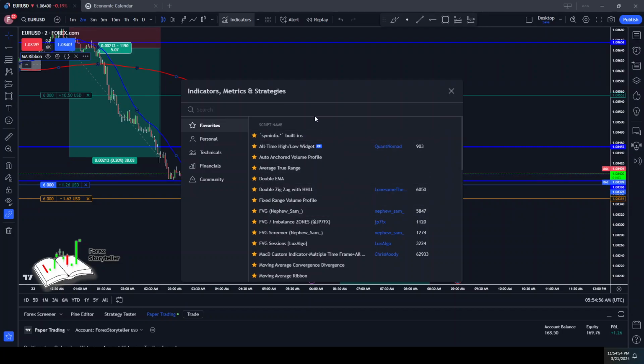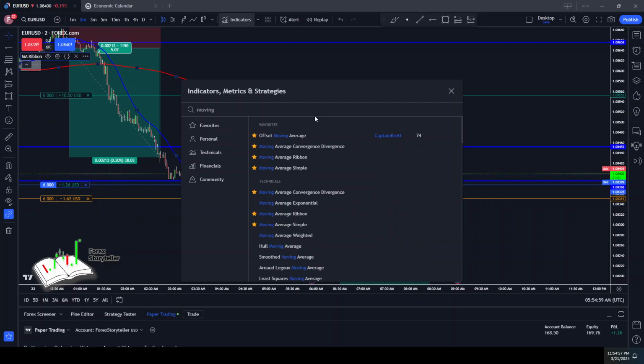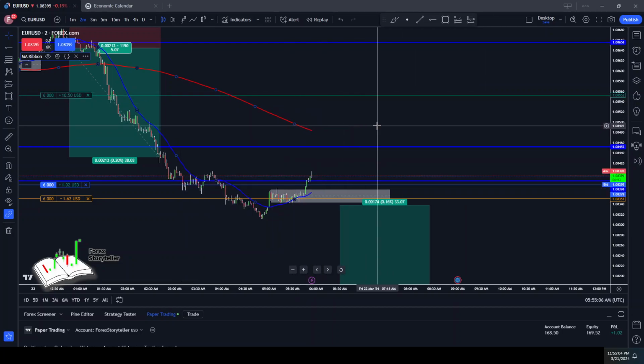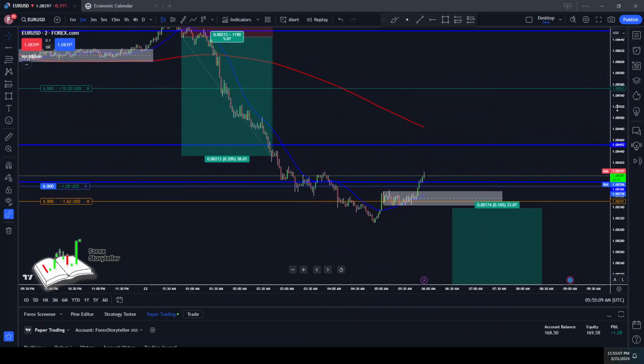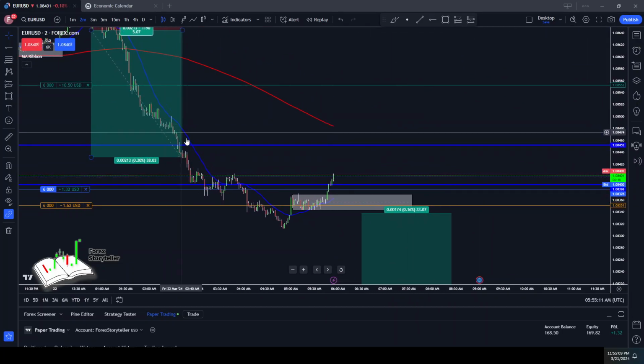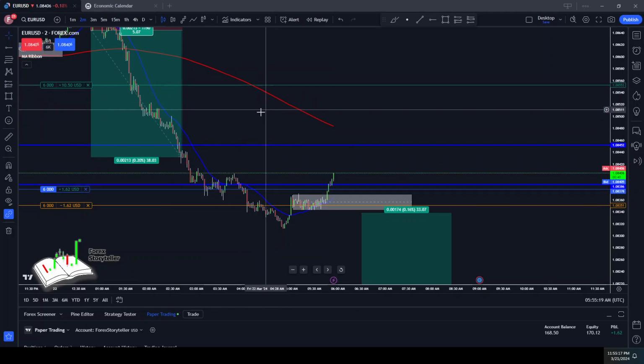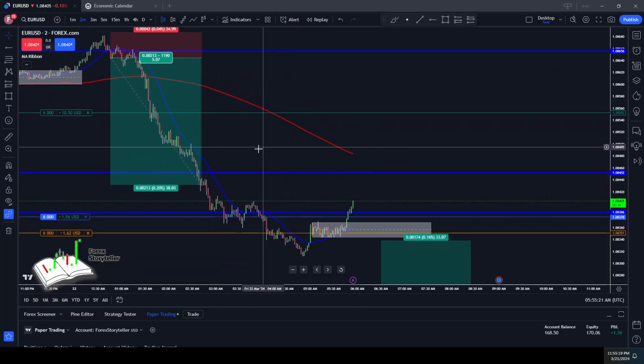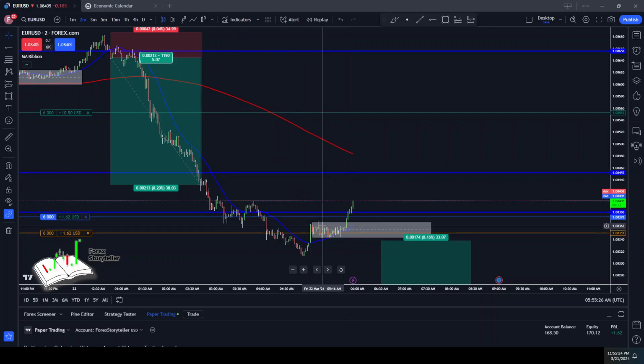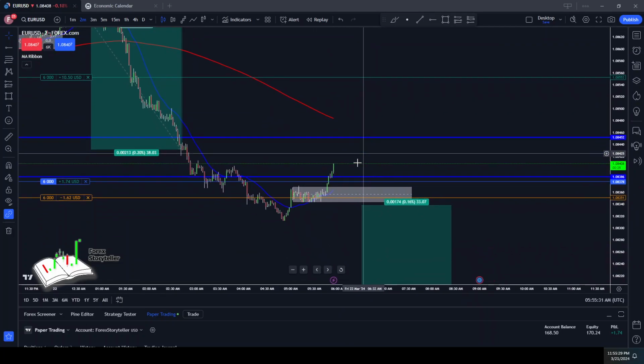Just type in moving average, and look for the moving average ribbon, and that's going to give you 4 moving averages. We just need to select 2 of them, a 20 and a 200. Both are simple. Now this is going to be our 20. We're going to use this to help us hang on to our trades and to spot when this movement stops and then consolidation starts, because once we have consolidation, that's when we're going to look for our entry.